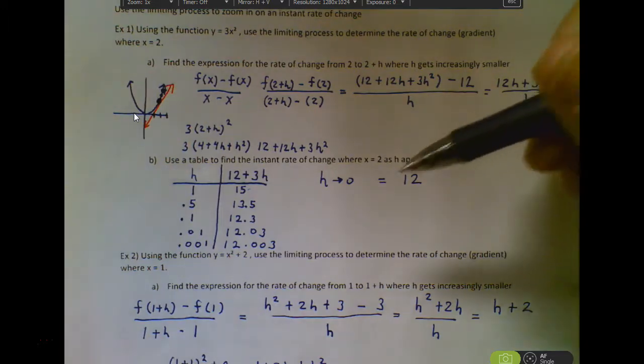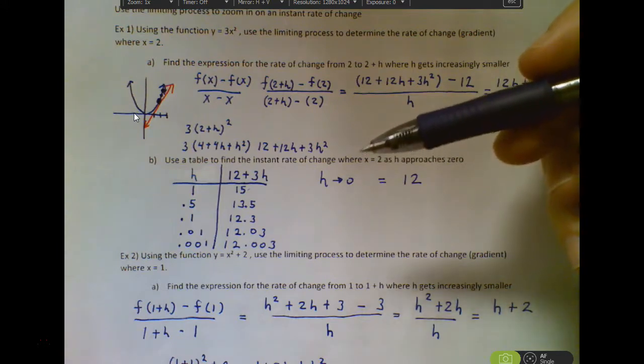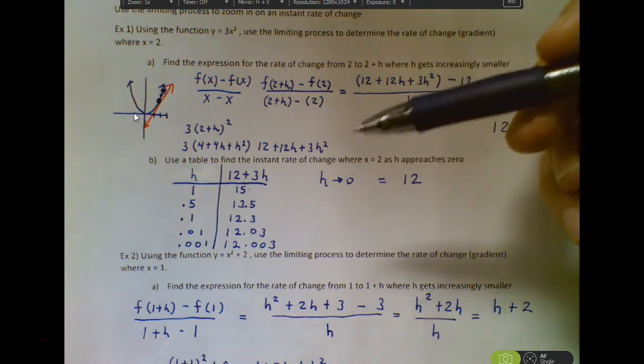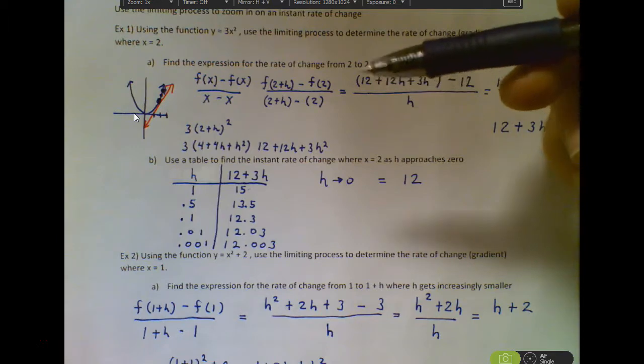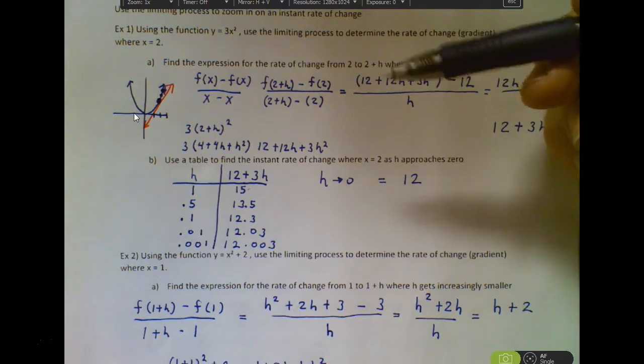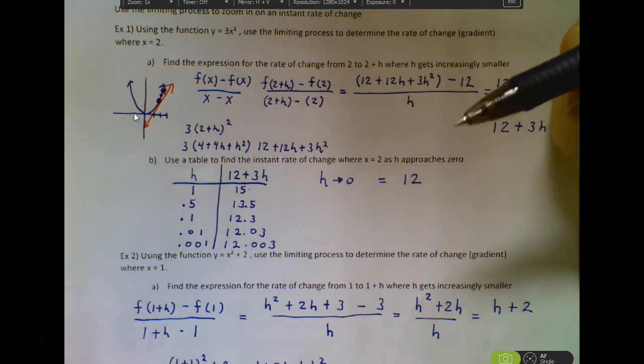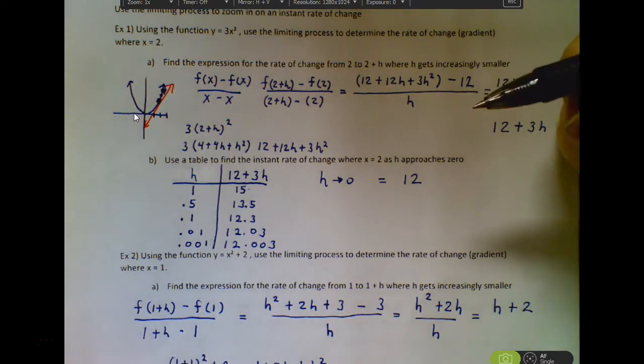The one issue we run into with the limiting process is it only works for one value. If I want to know where the instant rate of change is where x equals 2, then I have to develop an expression for 2 and 2 plus h. But what if I want the instant rate of change where x equals 4? Well, then I would have to start all over and do a new expression for 4 and 4 plus h. Or if I want the instant rate of change at -1, then I have to do -1 and -1 plus h. And I keep having to start this process all over if I want the instant rate of change at a new x value.